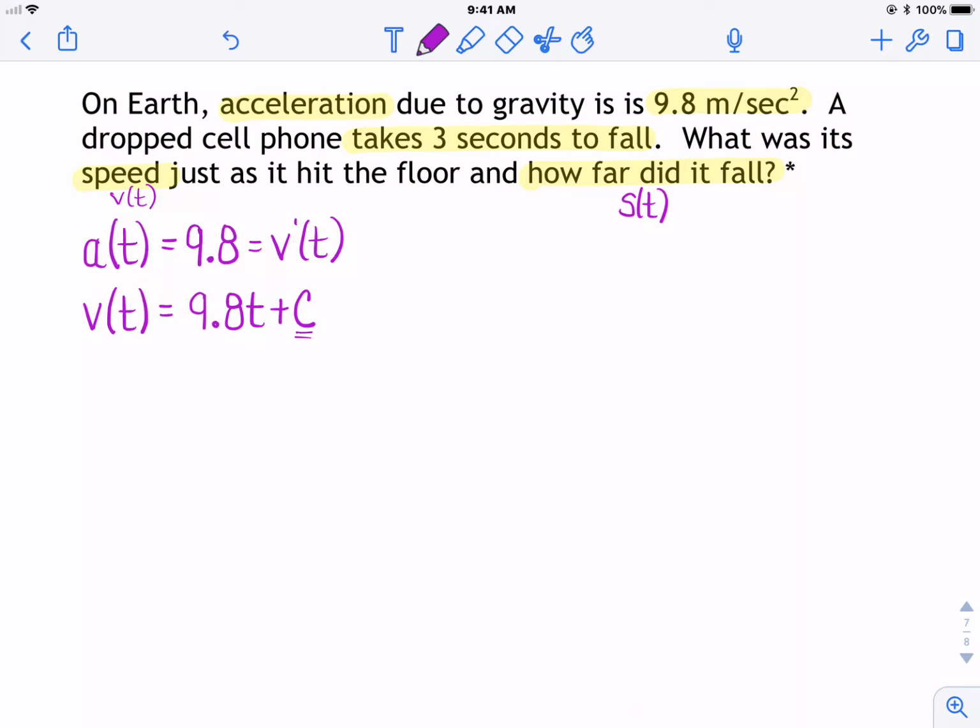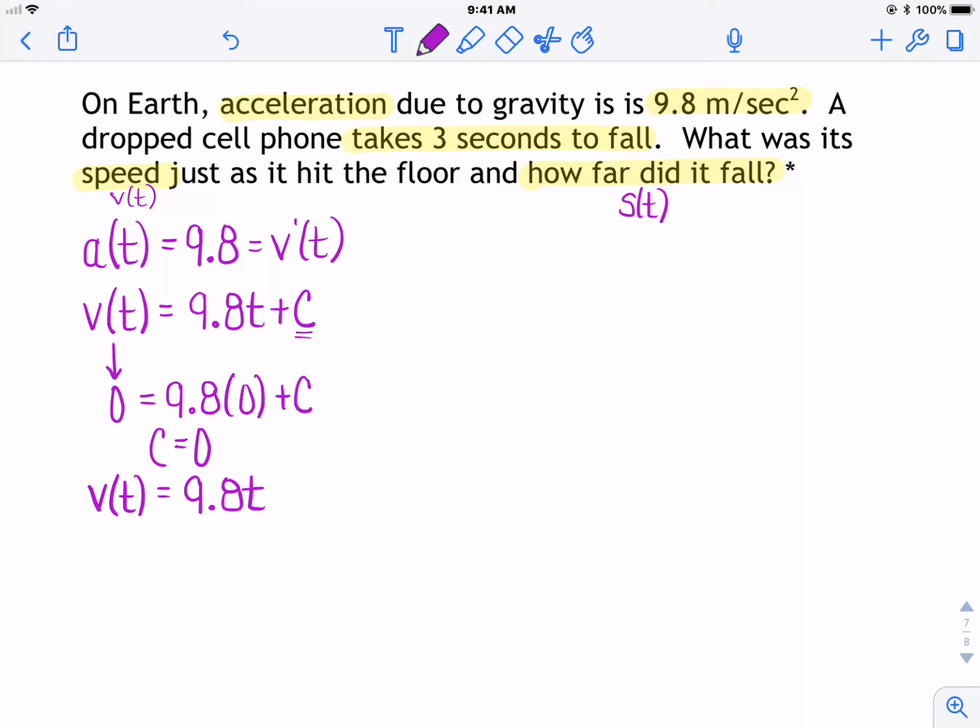Well, then I know the velocity at time 0. If this just dropped, I know that the velocity was 0 at time 0. And therefore, my constant in this situation, because of that, is 0. So my actual velocity function, specific to this situation, is just 9.8t.